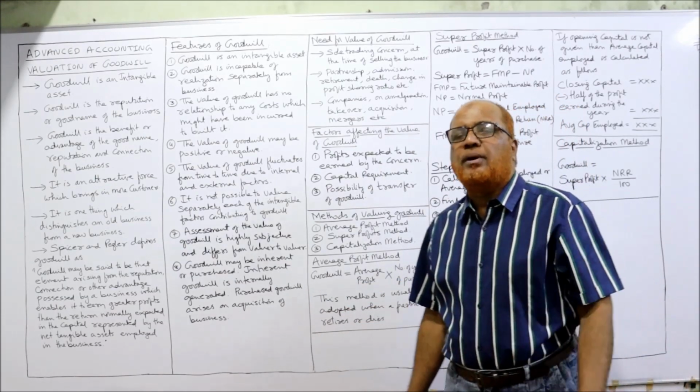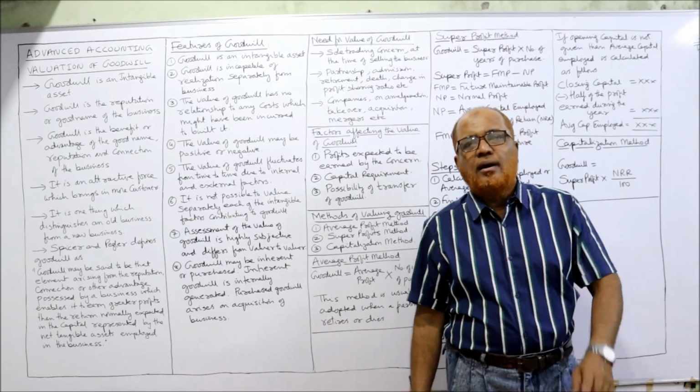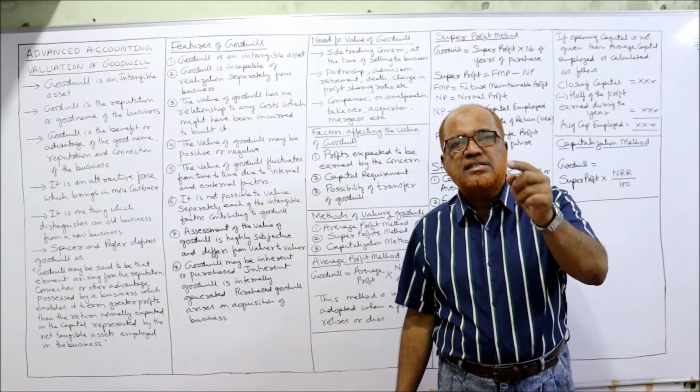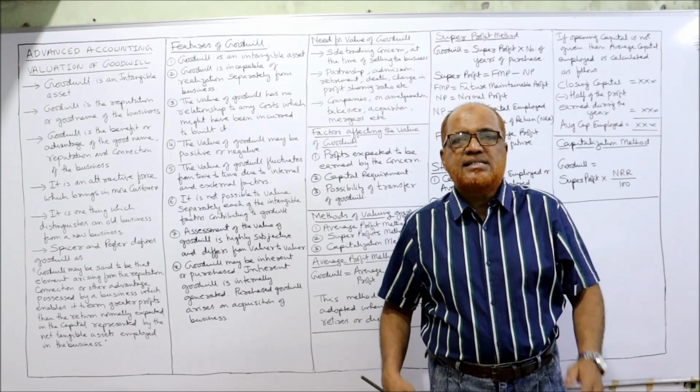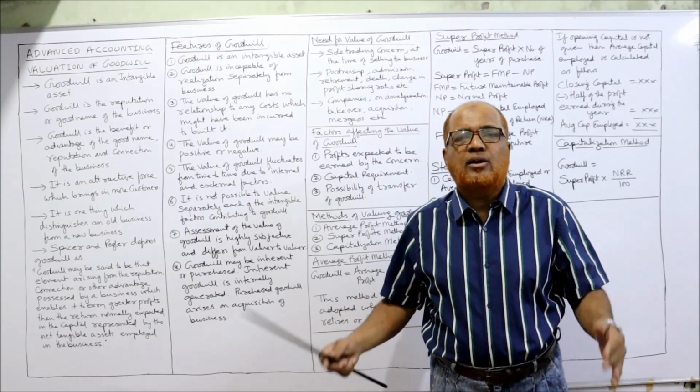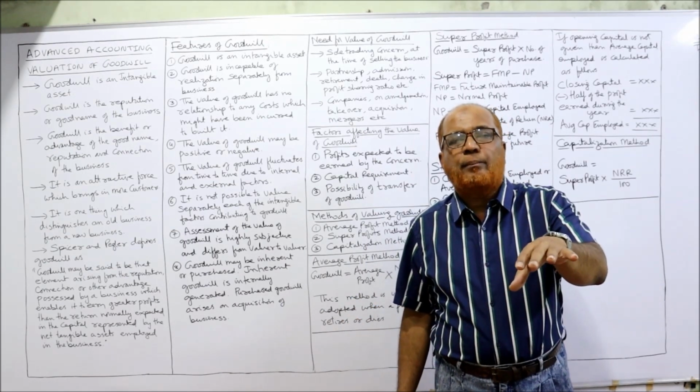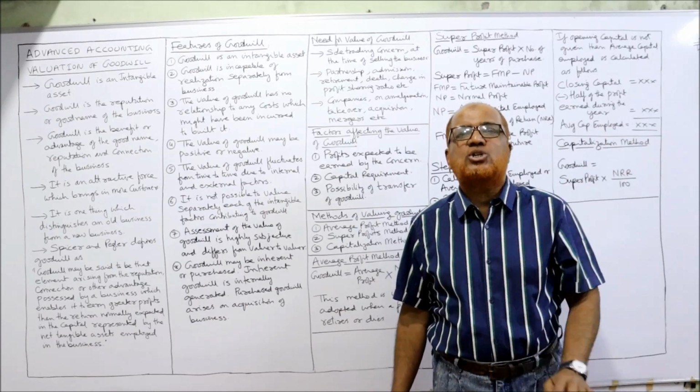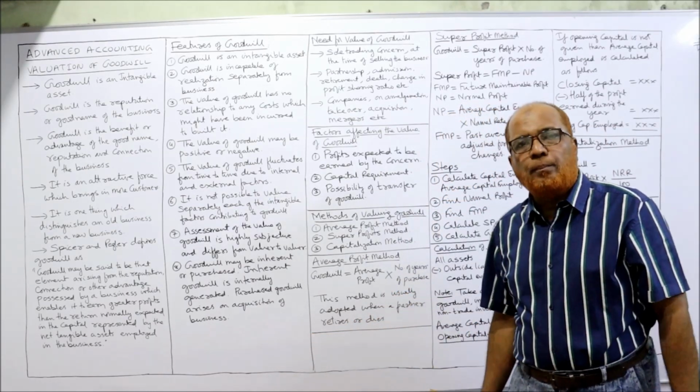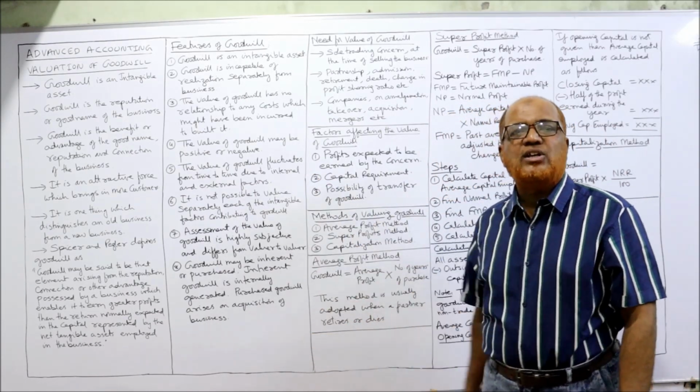Goodwill may be inherent or purchased. Two types of goodwill are there. Goodwill may be inherent. Inherent means self-generated. Self-generated goodwill is called inherent goodwill. And sometimes goodwill will be purchased on acquisition of a business. So this is called purchased goodwill. That's all. These are the features of goodwill.